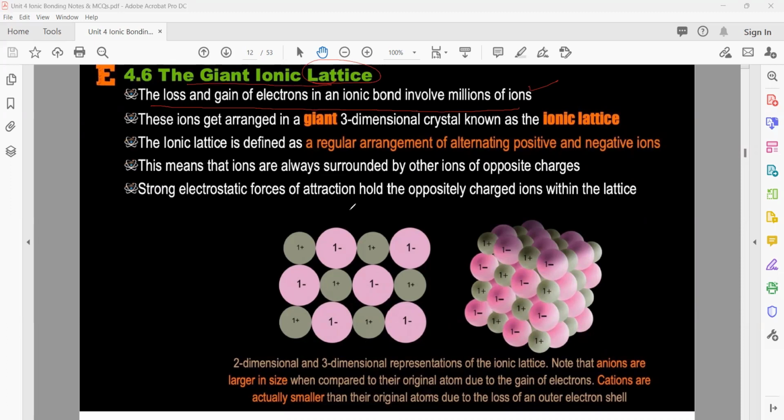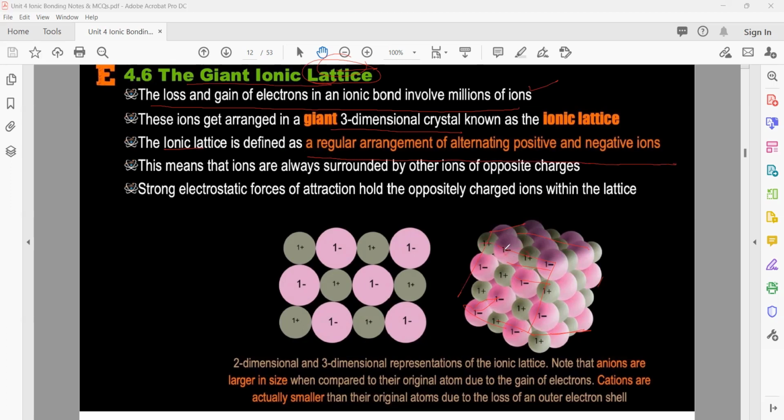So when they arrange themselves in a three-dimensional crystal like this, you can see here, this is the same as a three dimension. When they arrange in this way, this regular arrangement is known as lattice. If the question comes in the exam, what is the ionic lattice, what you'll say: a regular arrangement of alternating positive and negative ions.